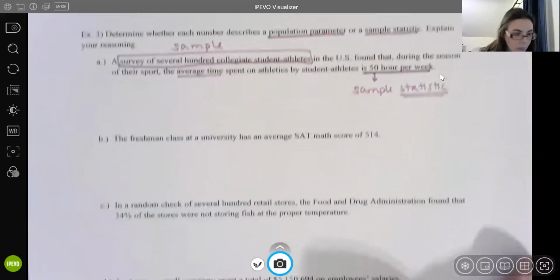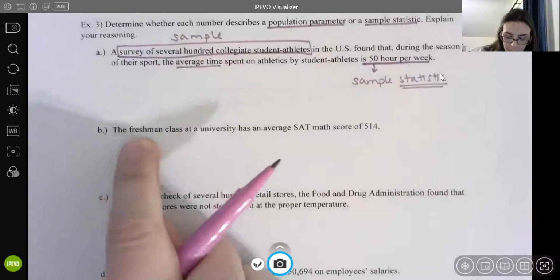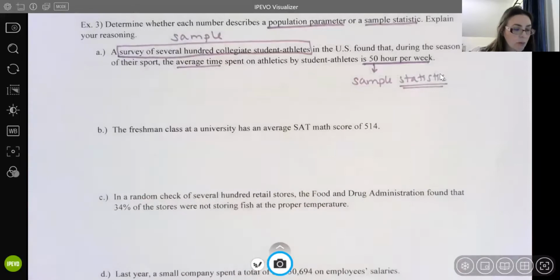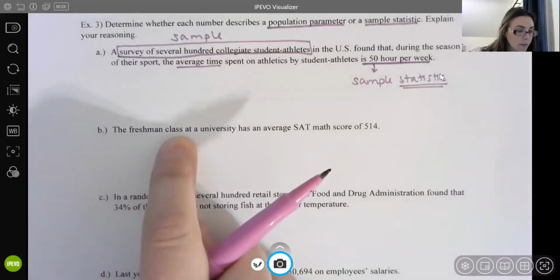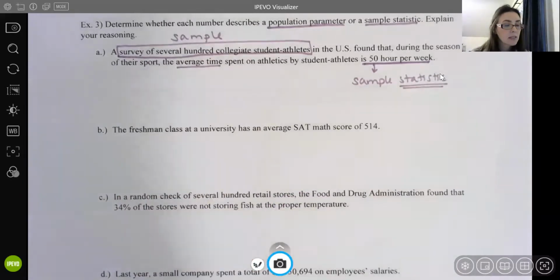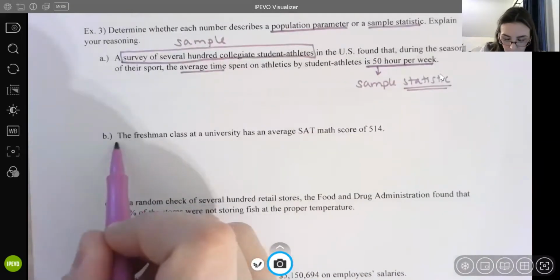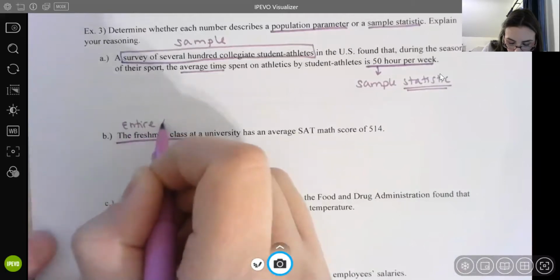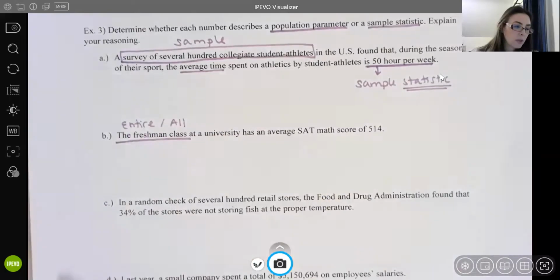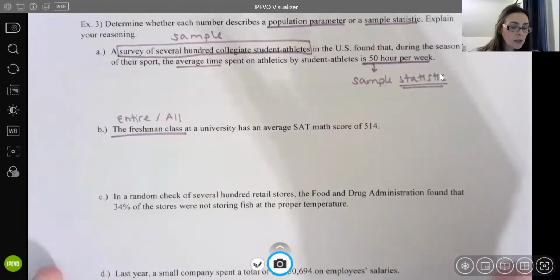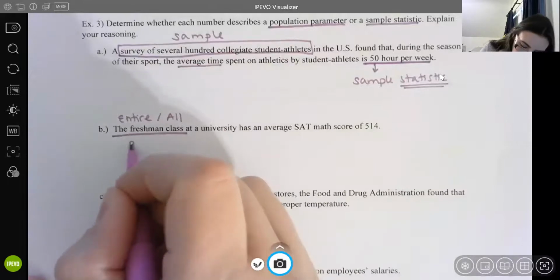All right, next example. The freshman class at a university has an average SAT math score of 514. Okay. It says the freshman class. It doesn't say some of the freshman class or part of it. It says the freshman class. So what we're looking at here is the entire freshman class or all of the freshman class. So if we have the entire group or all the freshman students, then this is a population.